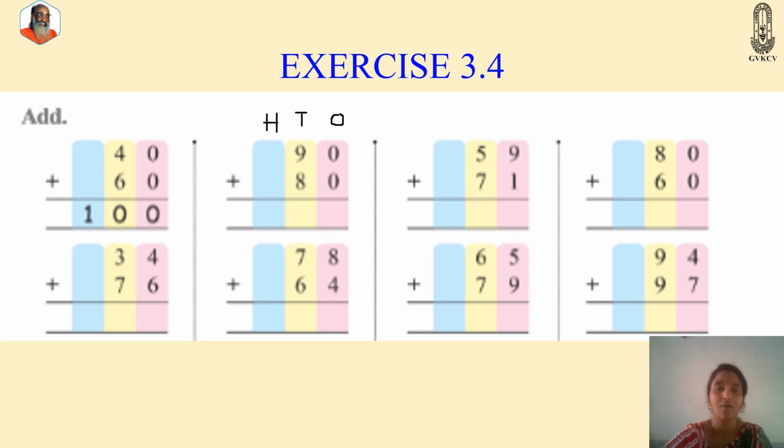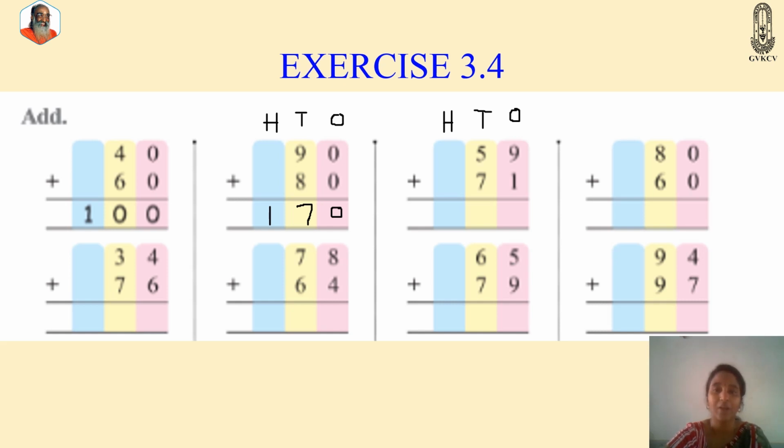Okay, now adding ones, the numbers in the ones row. 0 plus 0 is 0, right? Now 9 plus 8. Keep 9 in mind. Take 8 fingers. 9, after that 10, 11, 12, 13, 14, 15, 16 and 17. So 17: 7 comes under ones and 1 comes under hundreds. Okay, I'll do the next sum also for you. Hundreds, tens and ones.